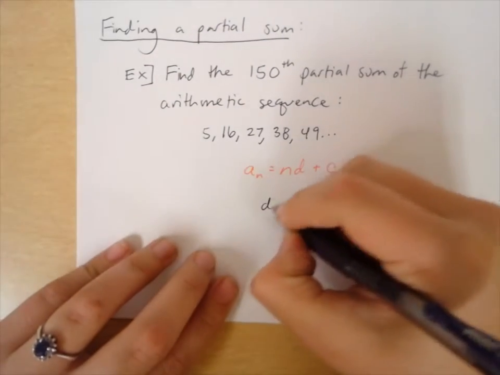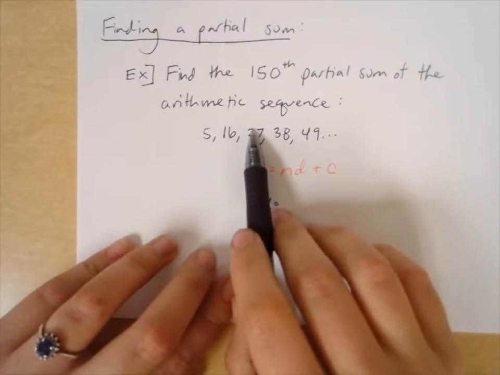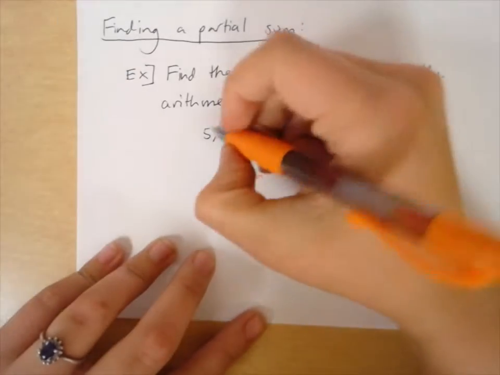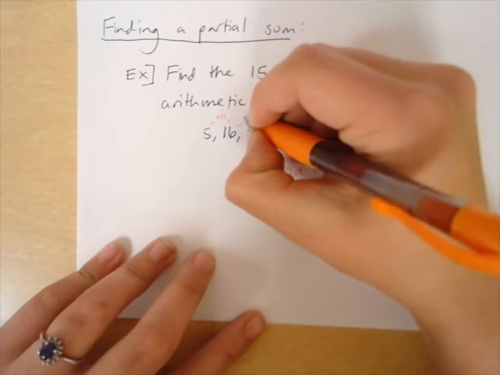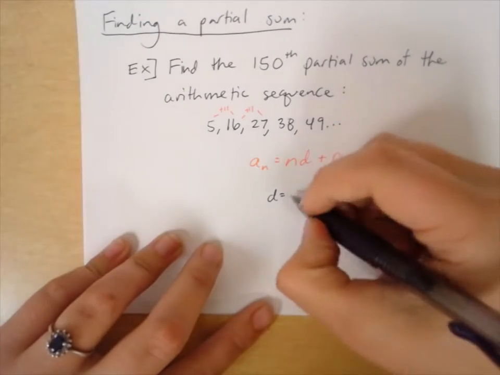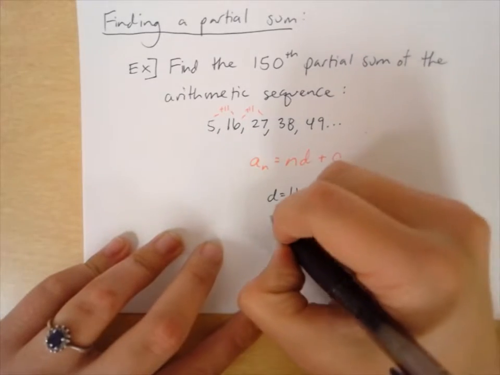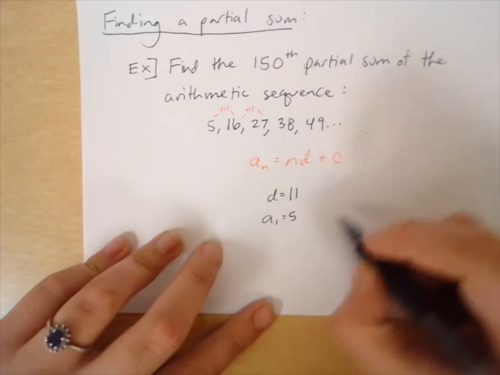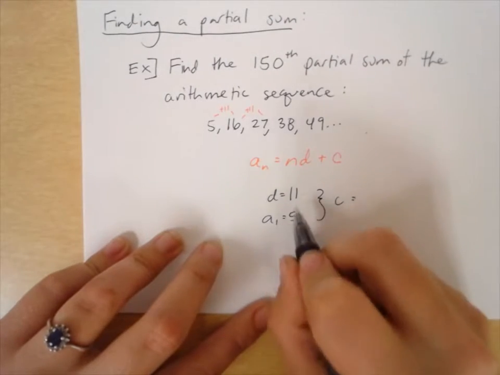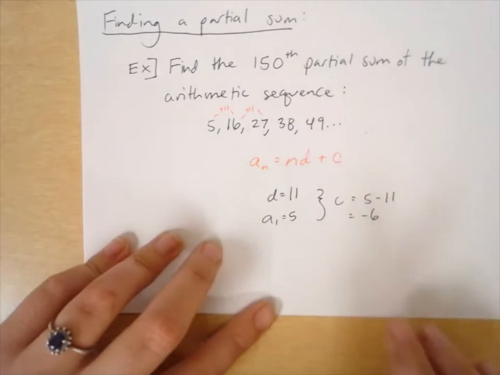First, to find the difference, we can just do that by looking at our sequence. To go from 5 to 16, from 16 to 27, from 27 to 38, the difference is plus 11. Plus 11 every time, right? So we say the difference is 11. Again, just by looking at it, I can see the first term is 5, so a sub 1 equals 5, which means I can find my c value. My c value is a sub 1 minus the difference, so 5 minus 11, that's negative 6.